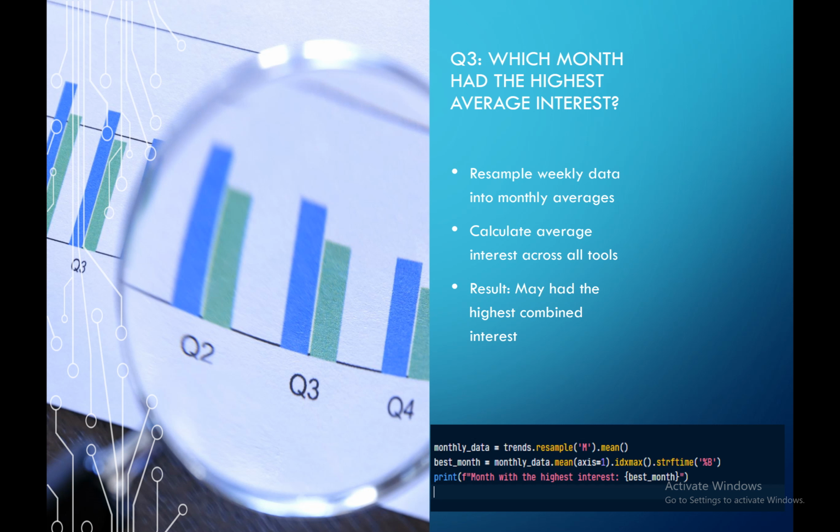Here is the third and last question, which is the biggest month of interest. I looked at which month had the highest overall interest across all tools. We already checked ChatGPT's worst period. I aggregated the data by month and took the average interest level. The result: the month with the highest activity was May. This kind of finding can help companies launch a marketing push when interest naturally is higher. And here I will also explain this later.